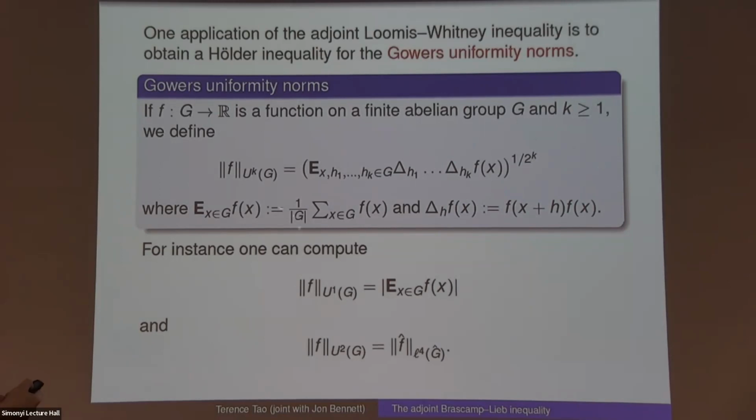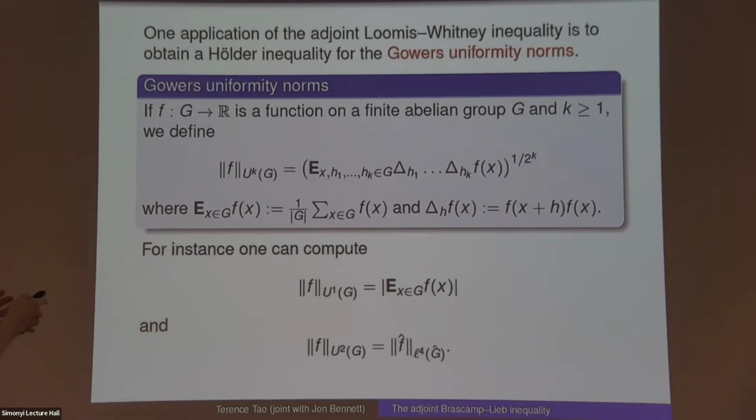For example, the U1 norm is actually just the mean. The U2 norm happens to be you're averaging your function on parallelograms, which is the same thing actually as taking the L4 norm of your Fourier transform. Higher norms are less well understood. That's a whole different story. So these are norms that people care about.